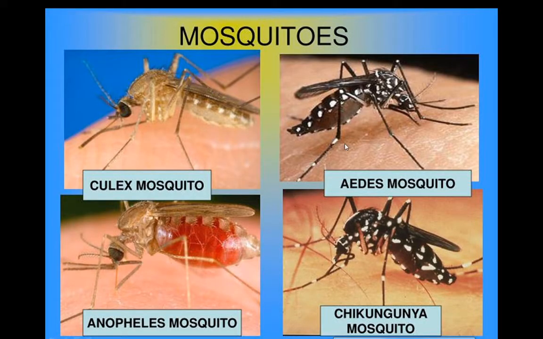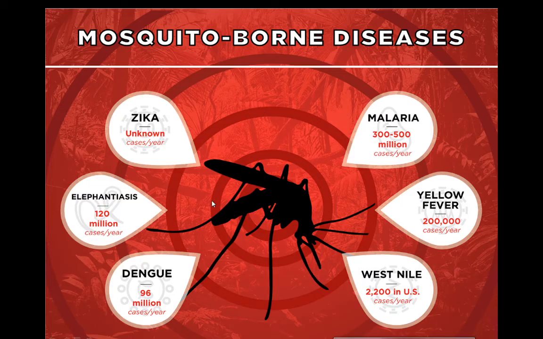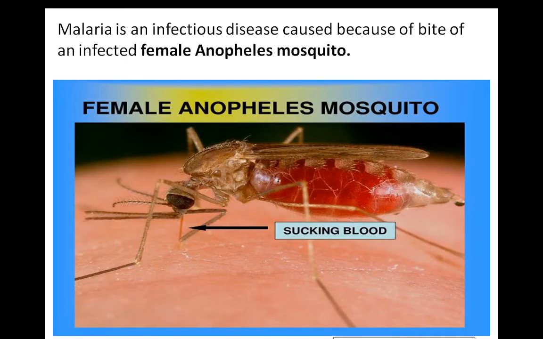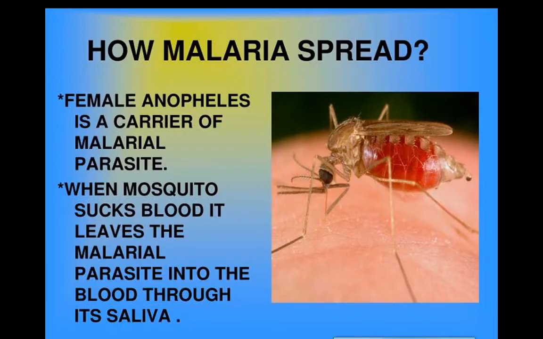Then we have learned about the mosquitoes that spread diseases like Culex, Aedes mosquito, Anopheles and chikungunya. Then we have learned some diseases like Zika, elephantiasis, dengue, West Nile, yellow fever and malaria. Okay, so malaria is the main part, which is an infectious disease caused by the bite of an infected female Anopheles mosquito. So it is a reason of malaria disease, the female Anopheles mosquito.